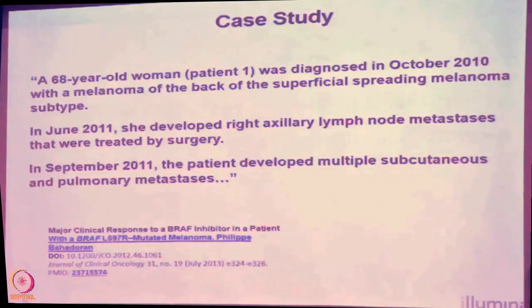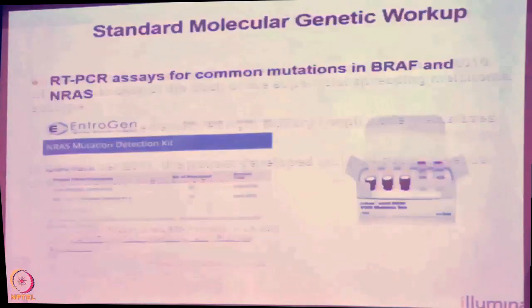June 2011, it's surgically removed, right? But after a few months, the cancer metastasized, and it goes to the lymph node, and then after 2-3 months, they develop a subcutaneous pulmonary metastasis, right? So after doing surgery, it basically keeps increasing, not cured, right?